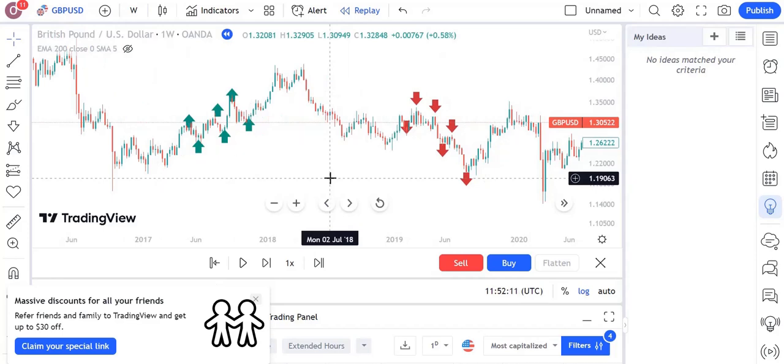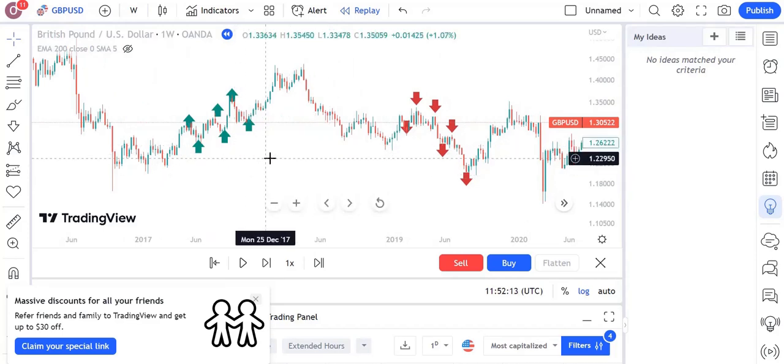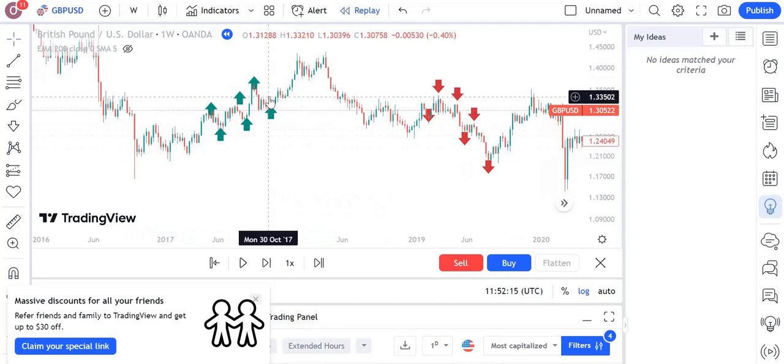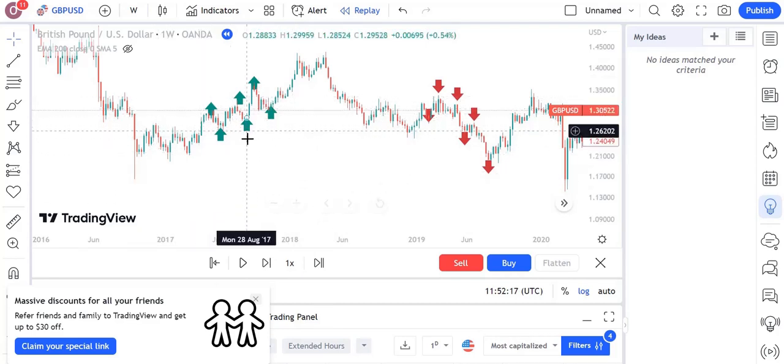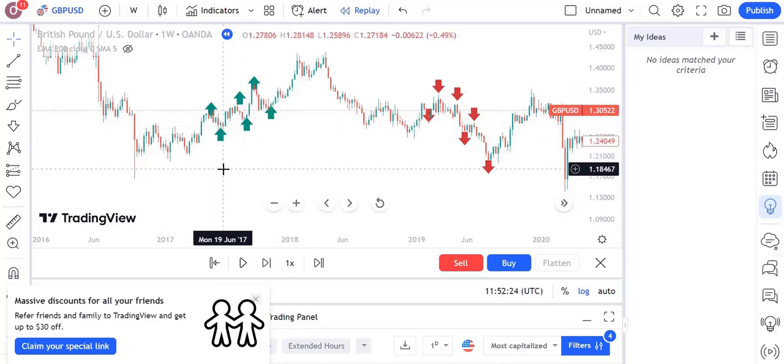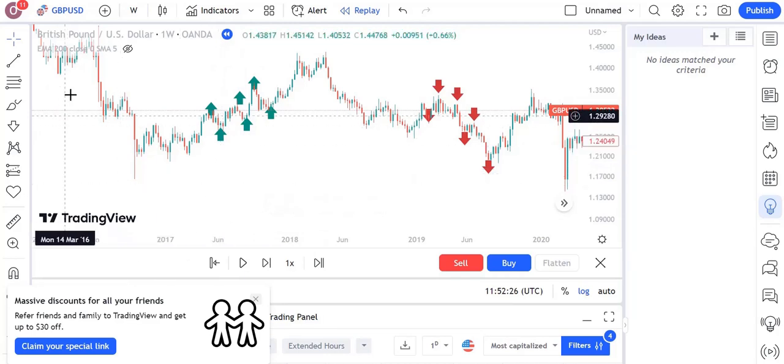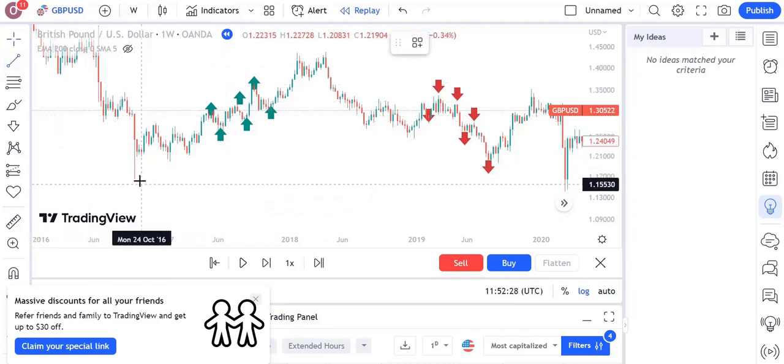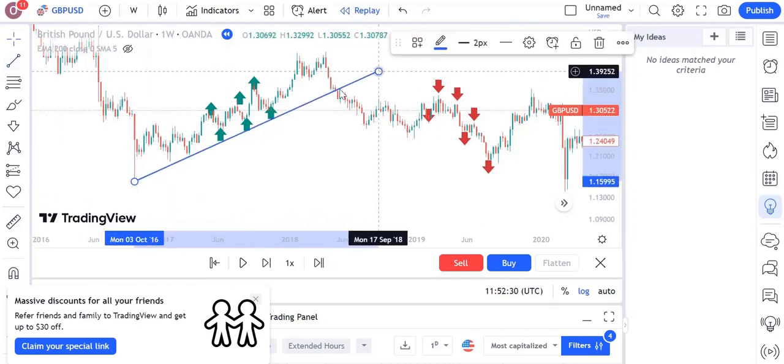So basically what price is trying to do at this point is making lower highs and then lower lows. Now if it's doing this, you know that it's in a downtrend, and if it's doing this, you know that it's in an uptrend. Now if you get this, you're 50% there already.